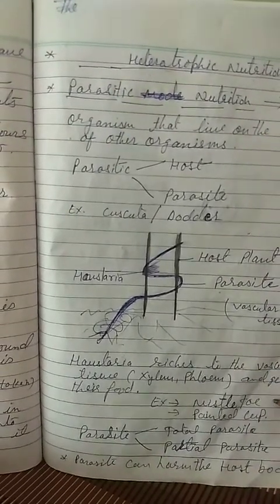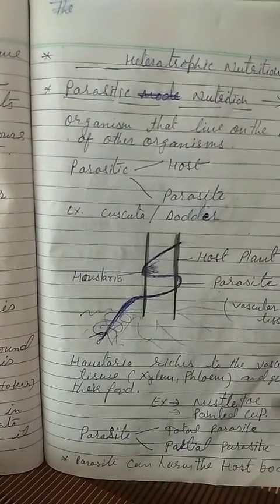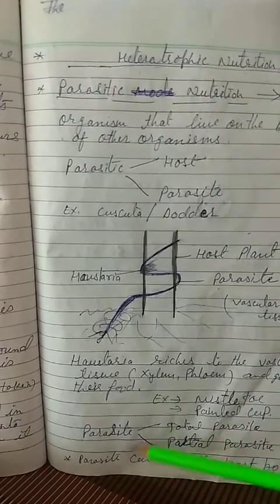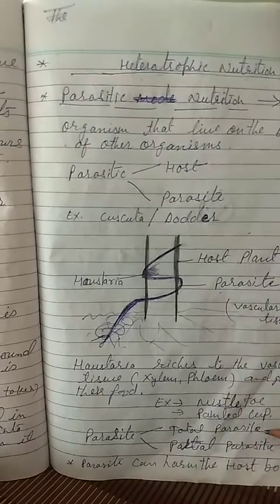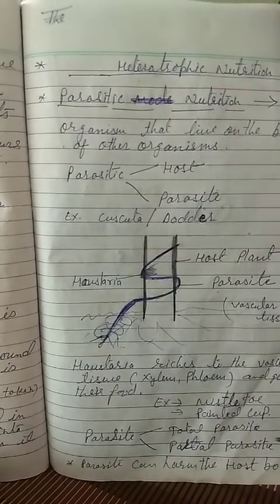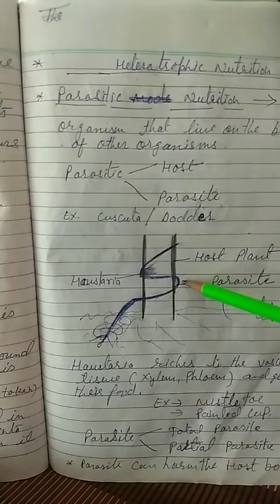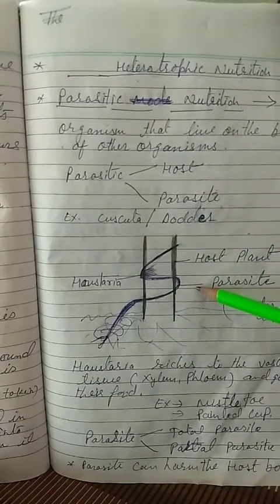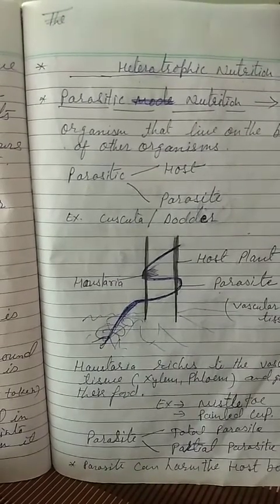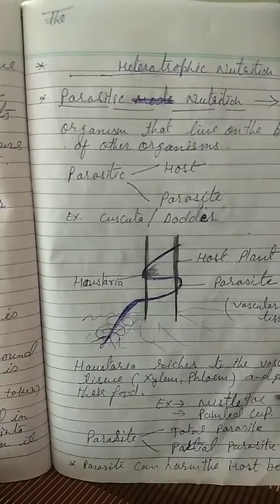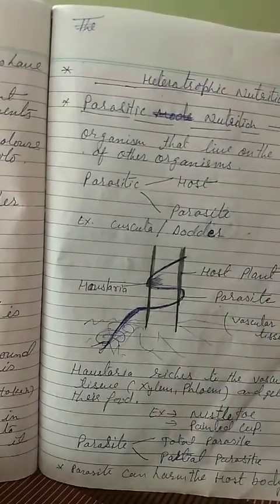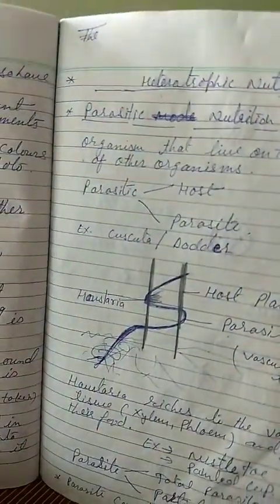For example, painted cup and mistletoe are also parasites. Parasites may be of two types: total parasites and partial parasites. Total parasites like this Cuscuta are totally dependent on the host body, so they are called total parasites. Partial parasites like mistletoe are partial parasites. How these are partial parasites, I will tell you, just wait.